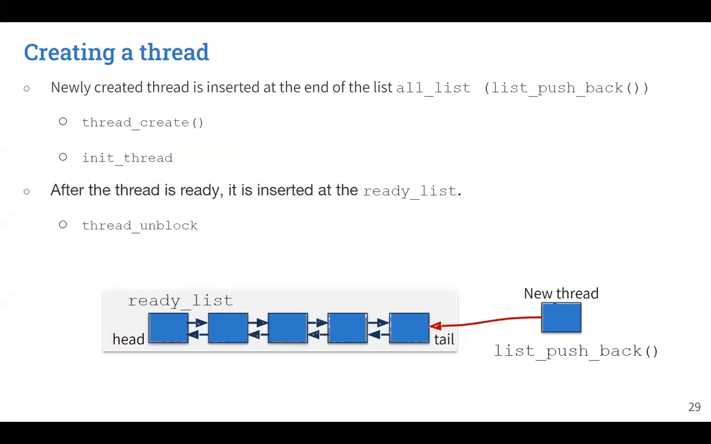So this is what happens when you create a thread. The newly created thread is inserted at the end of the all list using list push back, and that happens in the init thread portion of thread create. And after the thread is ready, it is inserted into the ready list, and that happens in the thread unblock function.